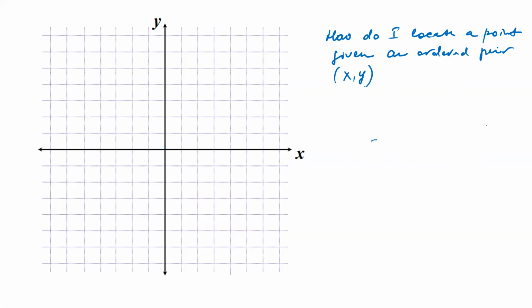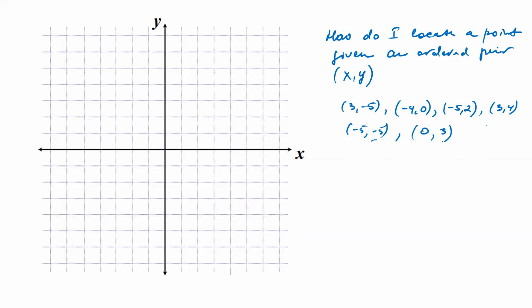X, Y. So let's say I have a few ordered pairs that I want to use: (3, -5), (-4, 0), (-5, 2), (3, 4), (-5, -5), and let's say (0, 3).